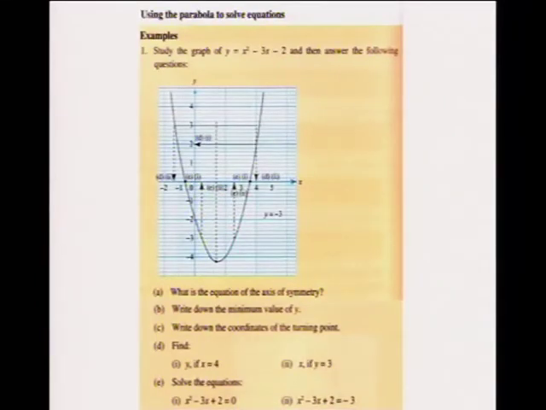When you use the parabola to solve your equations, many students have a problem drawing this graph. You see, it's a smooth curve. You draw it with a pencil, freehand, not with a ruler. It must be a smooth curve. And look at your x and y as well. To find the answers, for example, number A, what is the equation of the axis of symmetry?